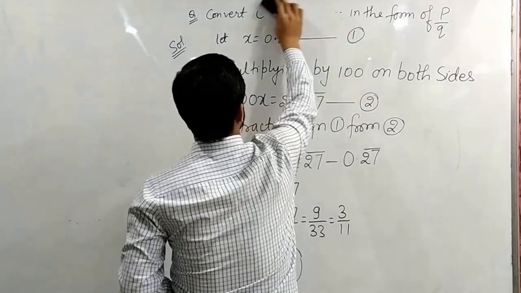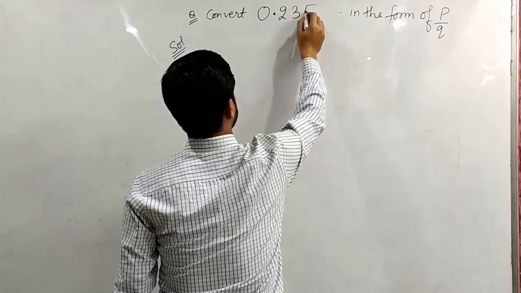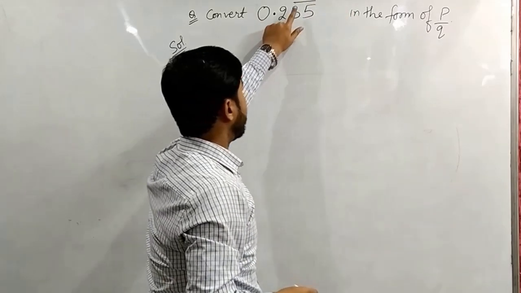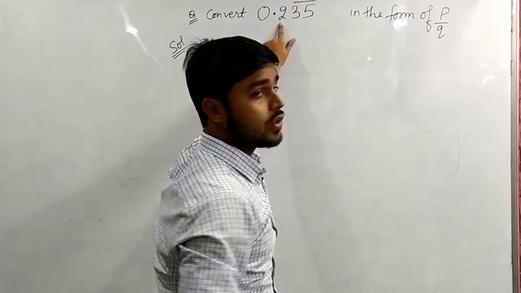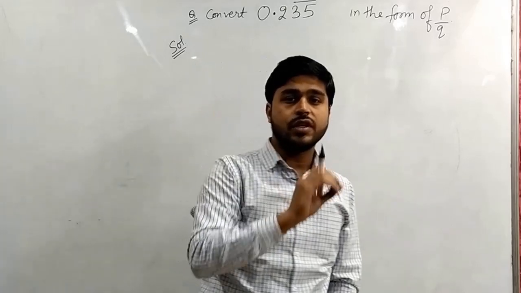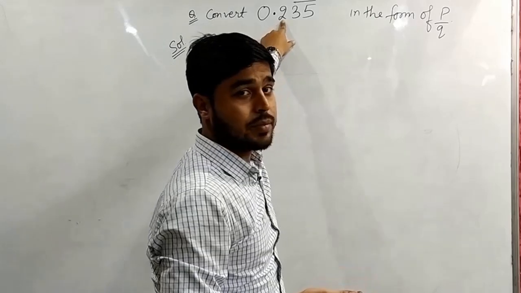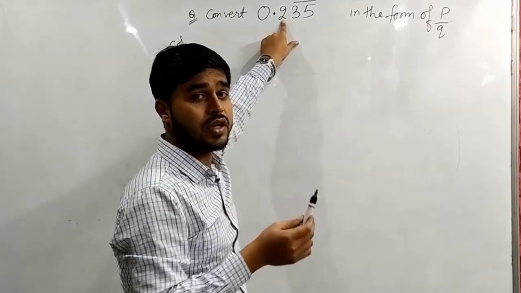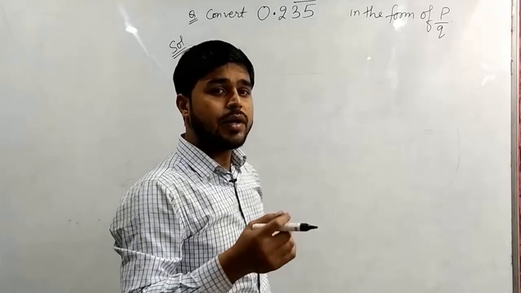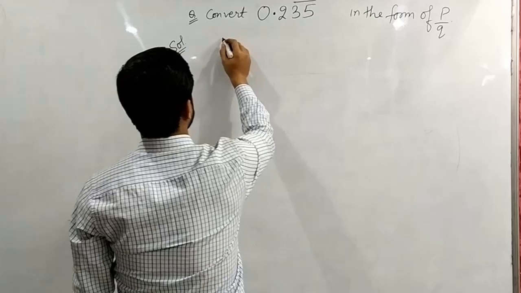And the next part is 0.235 with the bar on 3 and 5. Now in this question, see clearly, the bar is on 3 and 5; 2 is not repeating here. So we have to adopt a different approach from the previous two questions, because there was no digit on the right side of the decimal which was not repeating. Here there is a single digit which is not repeating, but it is there on the right side of the decimal. So the approach is slightly different, but more or less similar to the previous one.